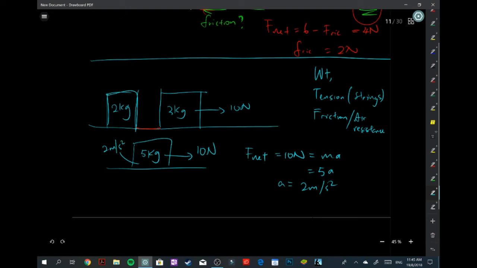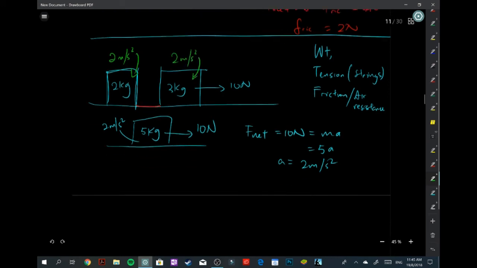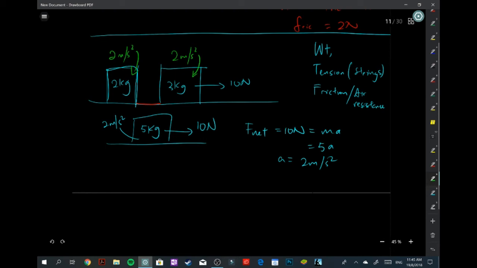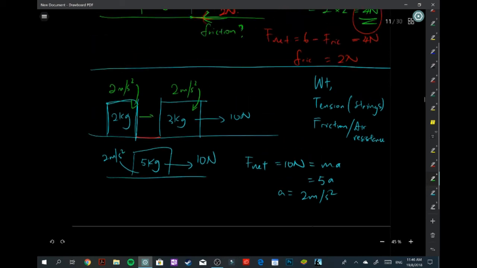What I want you to note is that for these two boxes, they have to have the same acceleration. Why? Because if they don't have the same acceleration, then the string will snap. Either they will end up colliding with one another, or this thing goes faster or this thing goes slower. Either way, this string will snap, which will not be the case. So in that sense, both will move at the same rate.